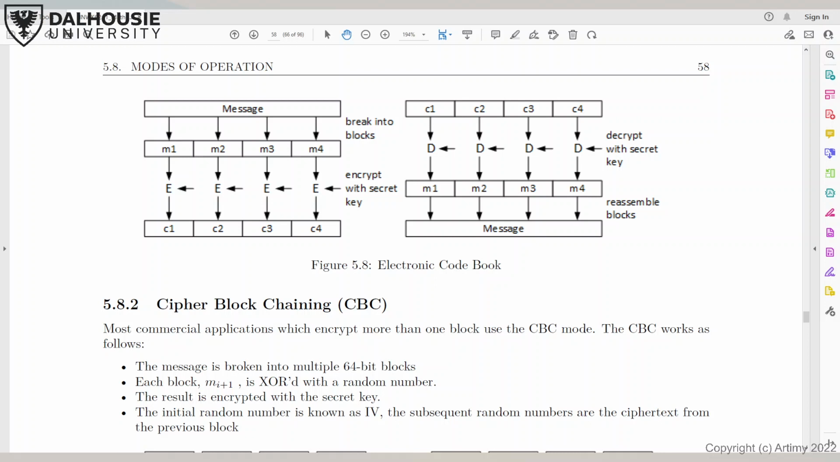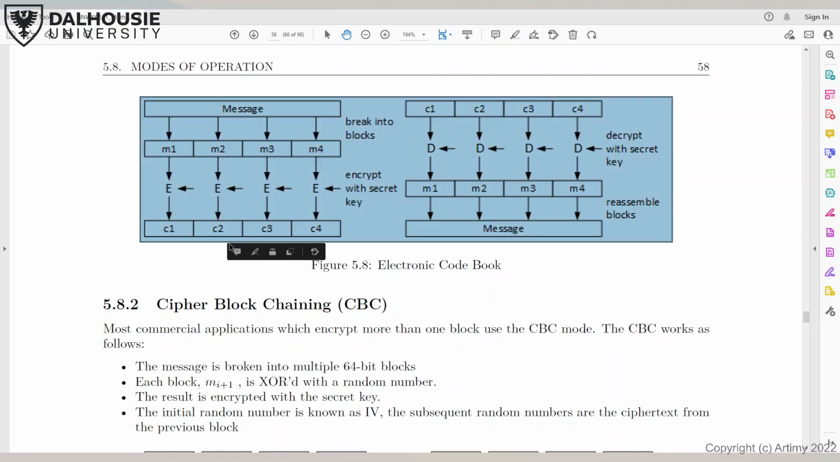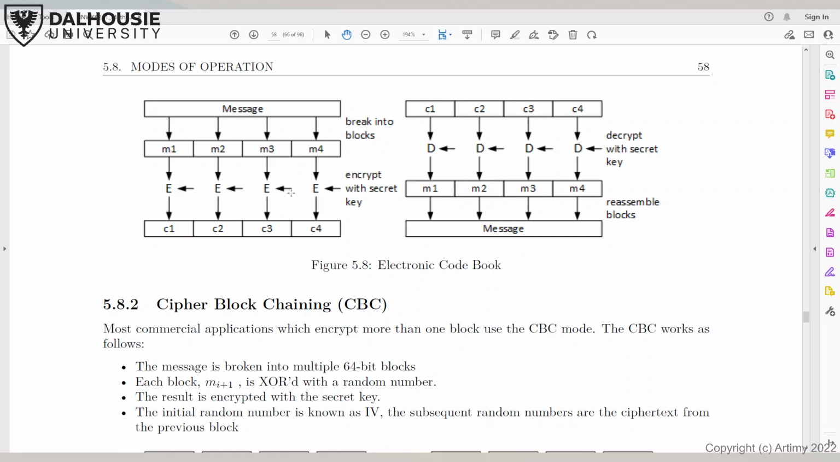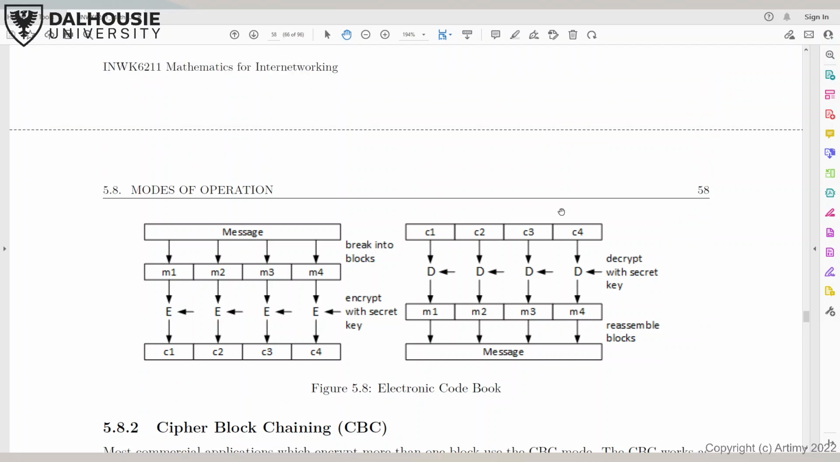Take message 1, encrypt it with the key, we get a cipher. Take message 2, encrypt it with the key, and get the cipher, and so on and so forth until we're done. On the other side, we'll do the reverse. We'll take the ciphertext, apply the decryption algorithm to it with the same key, we get the message, and then we attach all the messages together, we get the original big message or big file. All right, so that's the simplest one.